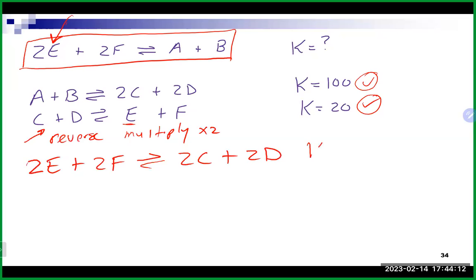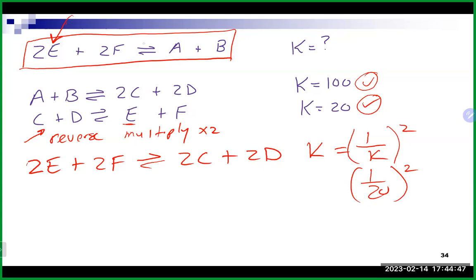Now, in terms of the K value, we did a couple of things. First off, we reversed it, so we are going to take 1 over the K value. And then we also multiplied it by 2, which means we then square the K value at that point. So the 1 over K is because I reversed the reaction. The squaring part is because I also multiplied by 2. So that's something like 1 over 20 squared, I believe. Any questions on that?